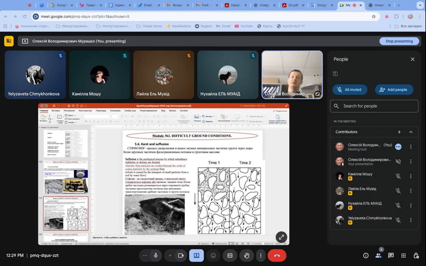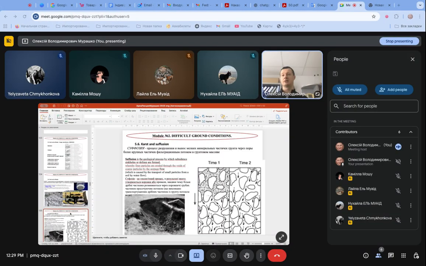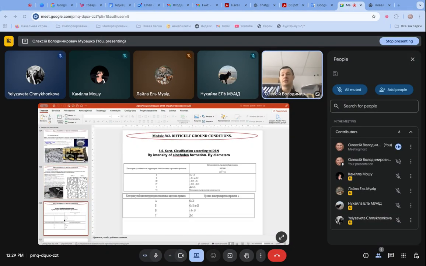The next effect, which I already explained to you in a few words, is subversion. When we have big particles of soil and small particles of soil, the movement of water flows will replace the small particles, and as a final result it will lead to such an effect where we have such a result on the surface. And to analyze the effect of karst and subversion, we have a classification.